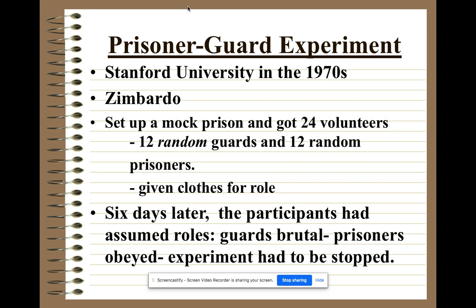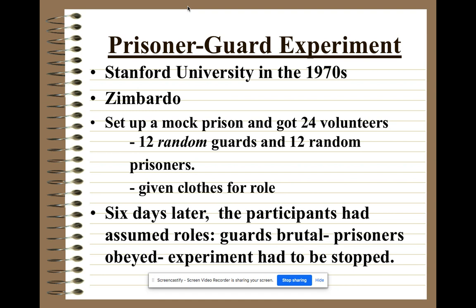When the experiment started, they actually had the 12 prisoners arrested. They were searched, they were fingerprinted, they were given a mattress and prison-style clothing. The guards got to go home. They worked shifts, they had billy clubs, they did the whole thing. The experiment was supposed to last for 60 days. It only lasted 6 because people assumed their roles so strongly.